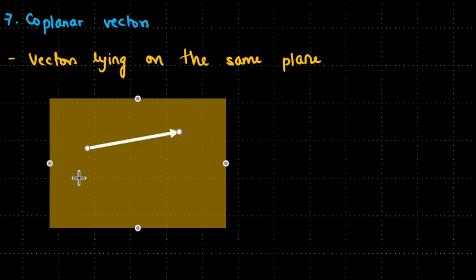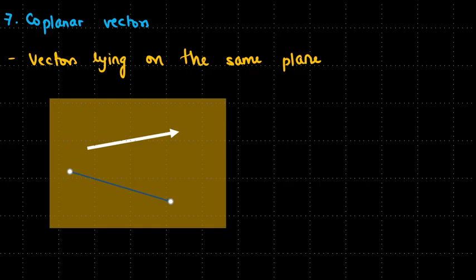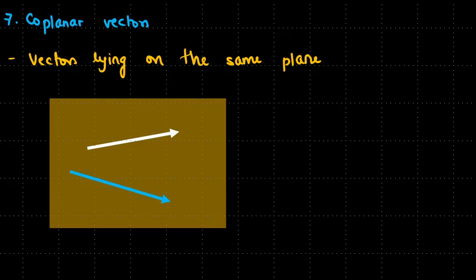Let's add another arrow. Let's make it this one, and let's make it blue. Okay, not that blue, but this blue, and also make it bigger. Suppose this one is vector A, this one is vector B. So this vector A and vector B will be coplanar vectors.